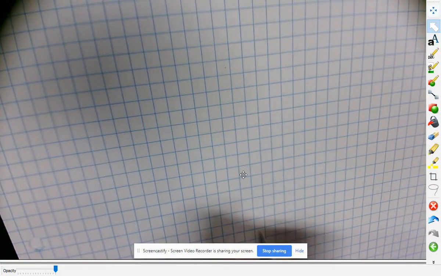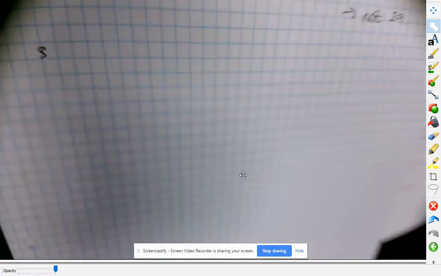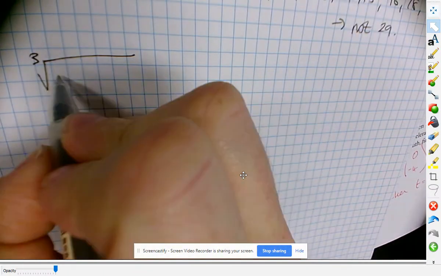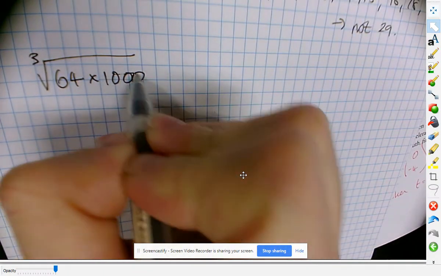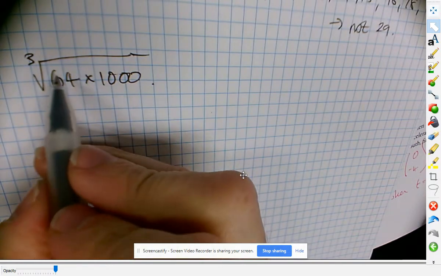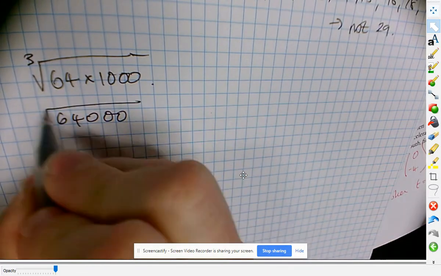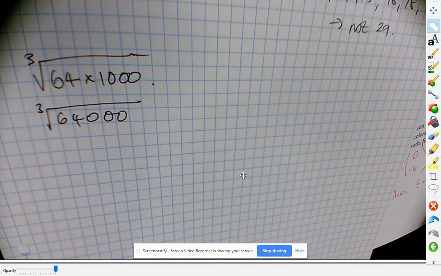Okay, so the first question we're going to go through is question 1. Question 1 talked about the cube root of 64 times 1,000. There's two ways of answering this question, the easy way and the hard way. I think the harder way is to do 64 times 1,000, which we know is 64,000, and then do the cube root of that. And think which number multiplies itself 3 times to make 64,000.